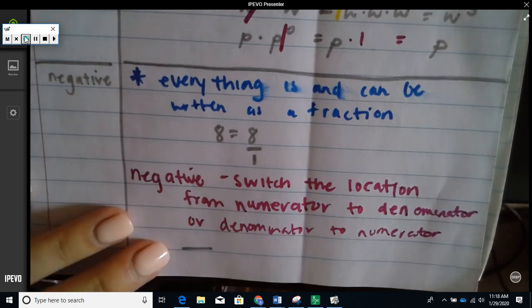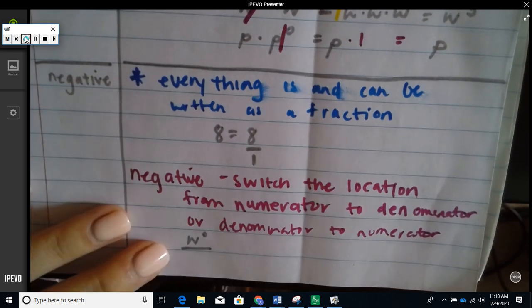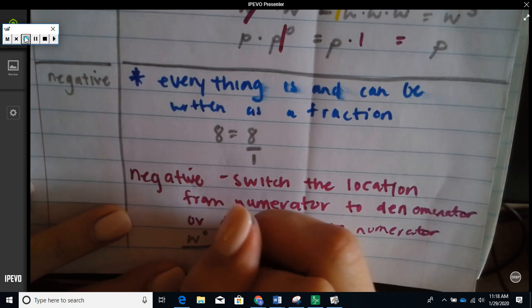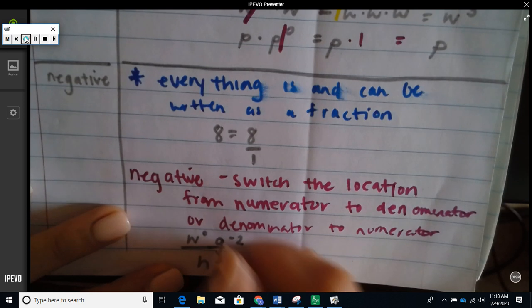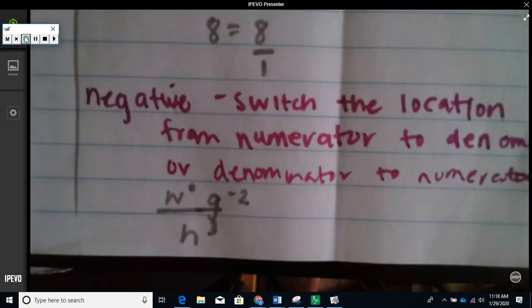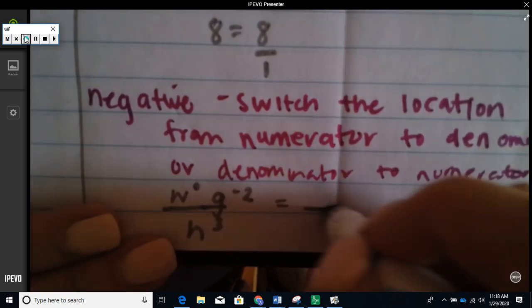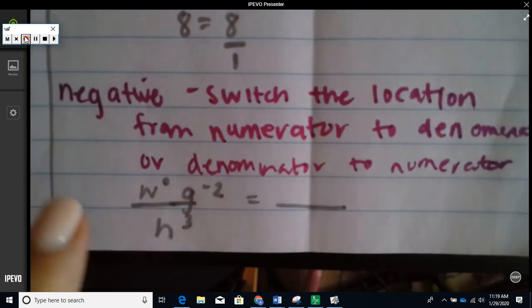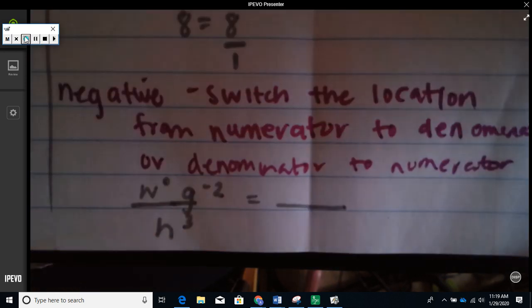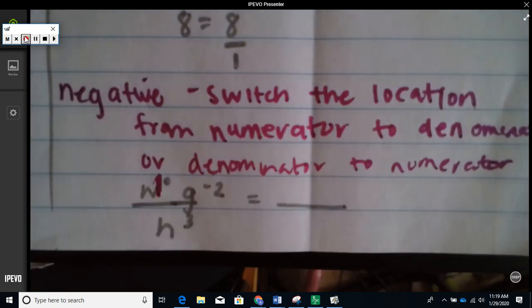So let's say w to the 0 times g to the negative 2 and h to the 3. So when you see w to the 0, what do you need to know that means? If it's w to the 0, it equals 1. The whole thing is not 1, it's just w to the 0 that is 1. So here I write 1.